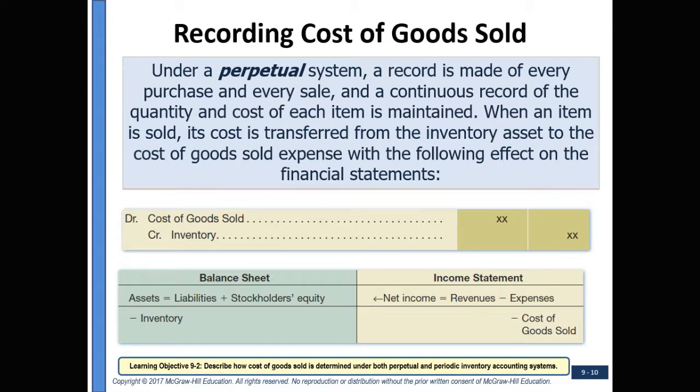Think about that cost constraint, and the benefit of providing the information must exceed the cost of providing that information. Now that we have scads of computer systems and we have point of sale systems that interface with our accounting systems, we're seeing more and more of a perpetual system come into play.